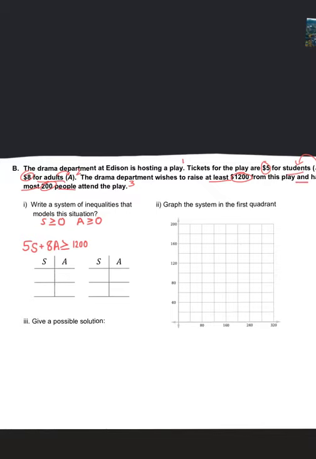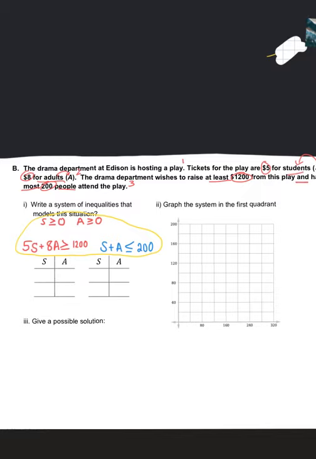And then the next inequality has to deal with the number of people who attend. So we have students plus adults, because those are the only types of people who are attending the play. And they can't have more than 200 people. So it's less than or equal to 200, meaning 200 is the maximum amount of people that can go. So those 4 inequalities make up our system.